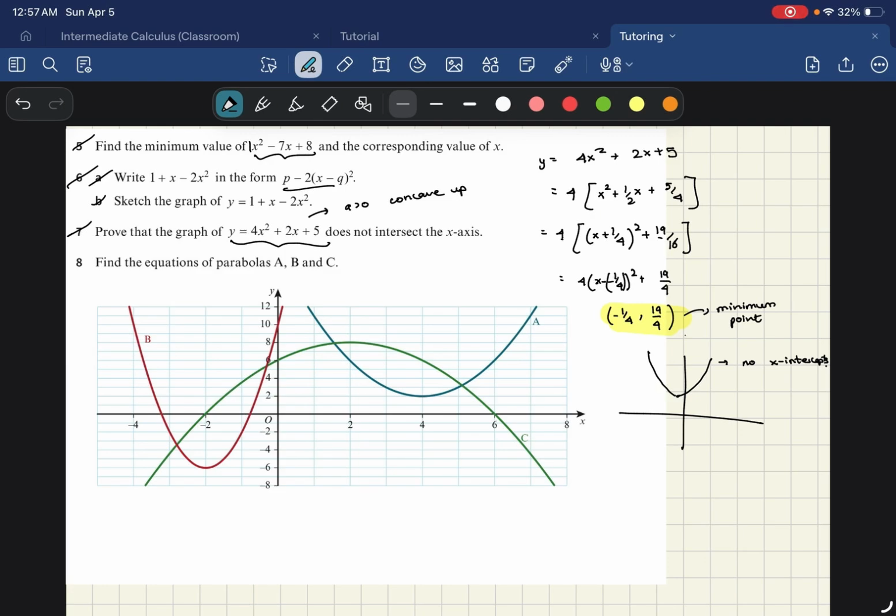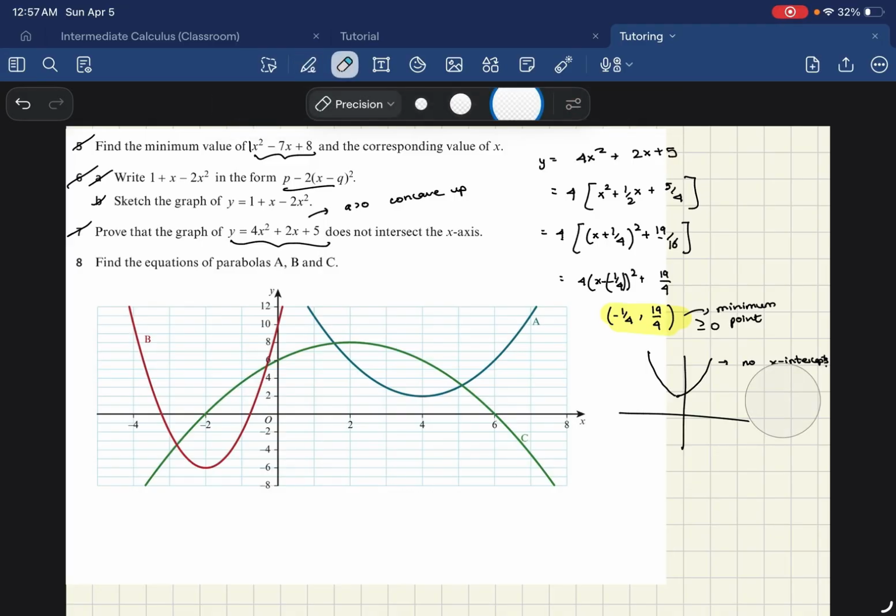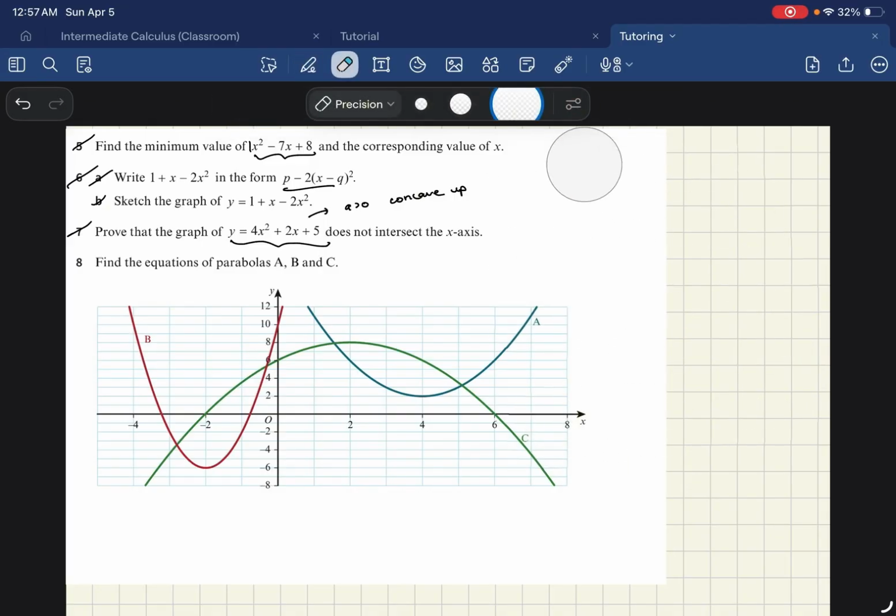So, of course, if it doesn't have x-intercepts, it does not intersect, right? It's always bigger than 0. This is bigger than or equal to 0. If the y-coordinate of the minimum point is bigger than 0, then of course every other y-coordinate of your function is going to be bigger than 0. Why? Because it's concave up, and if your minimum point is bigger than 0, every other point is going to be bigger than 0. All right. So that is another way to think about question 7.